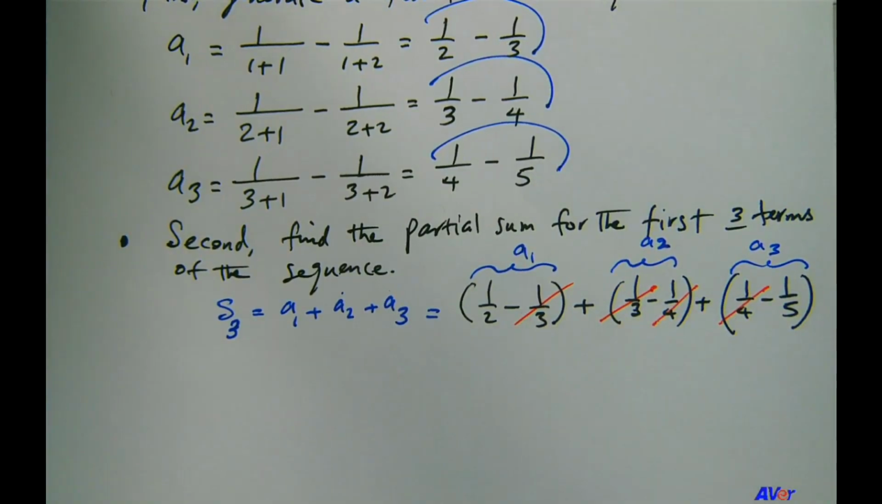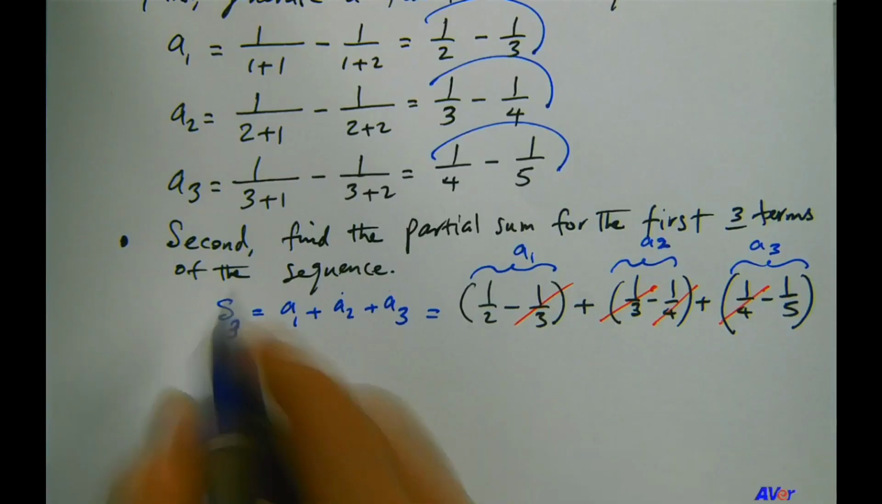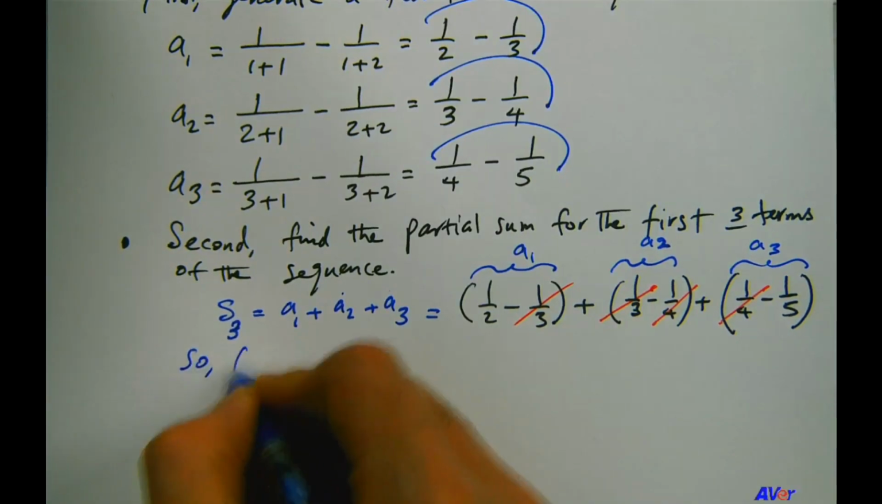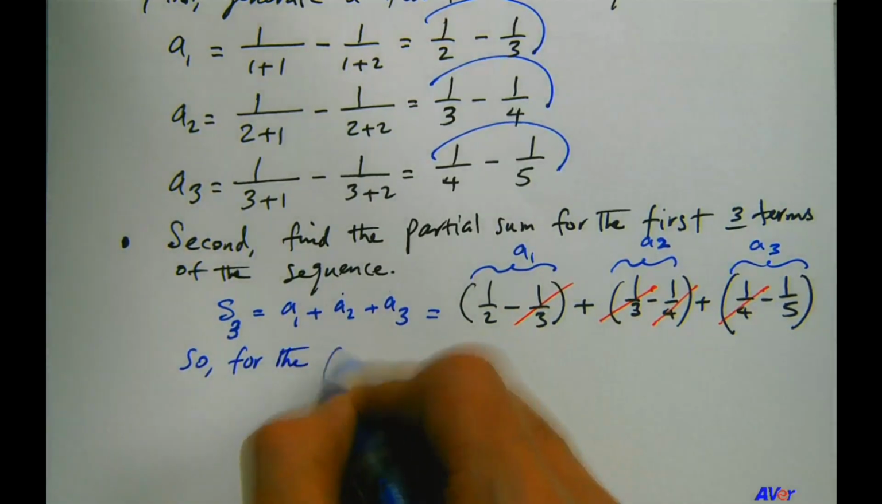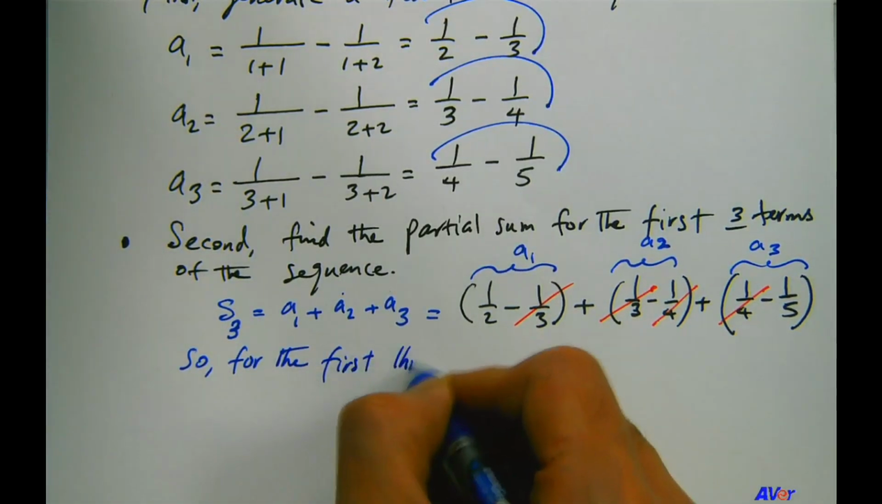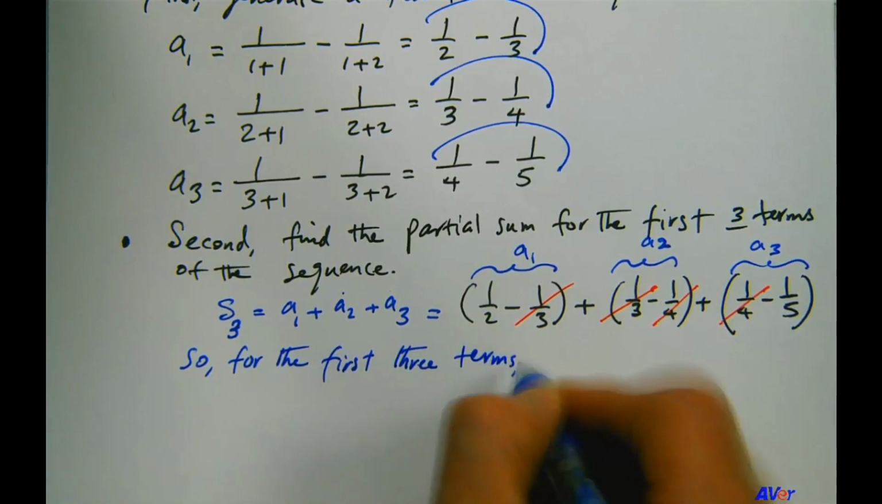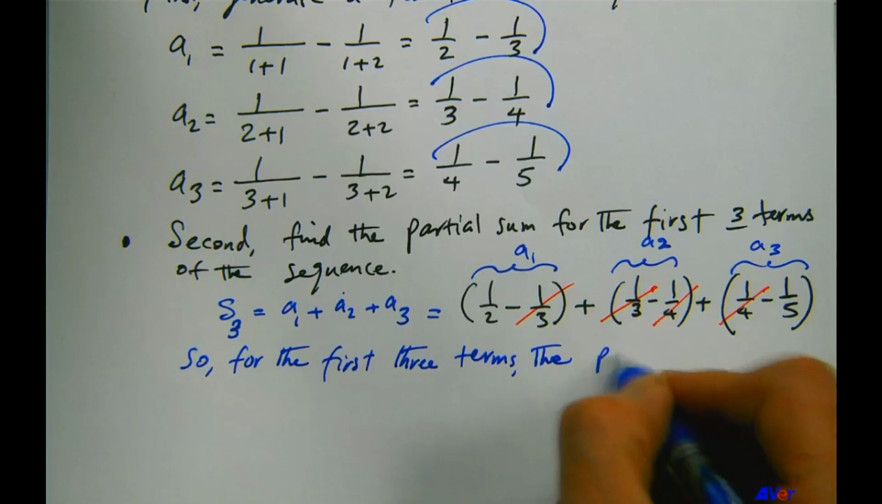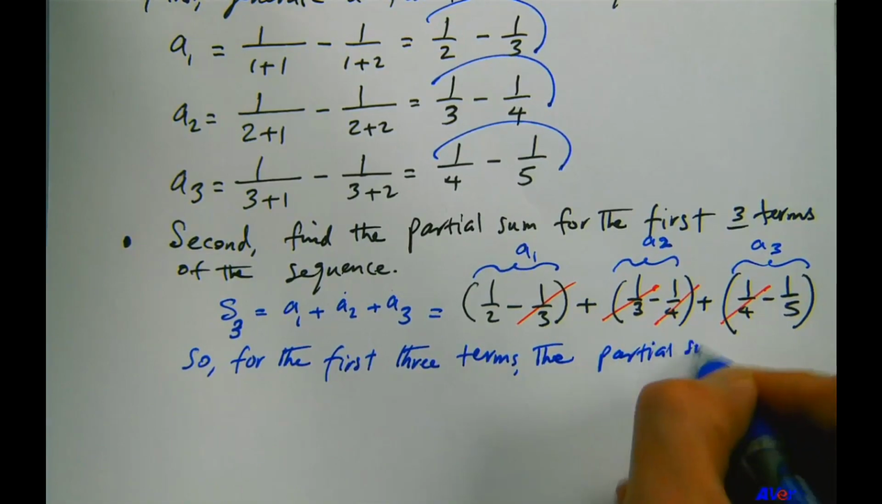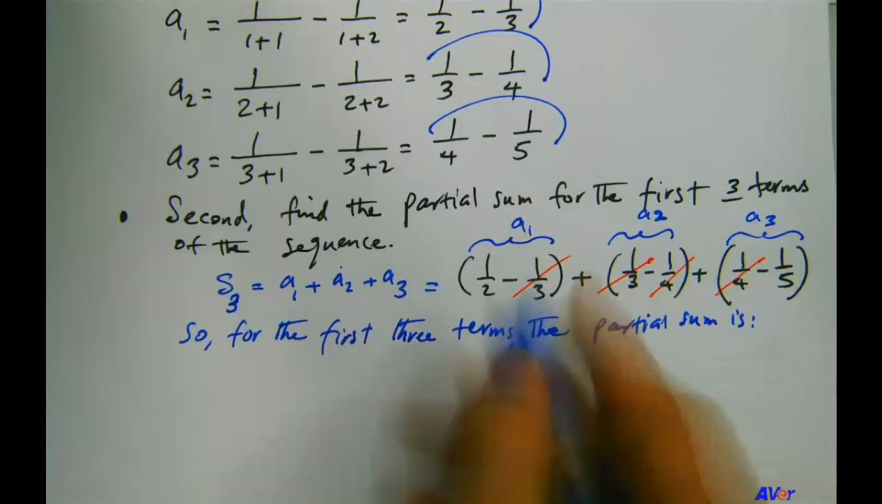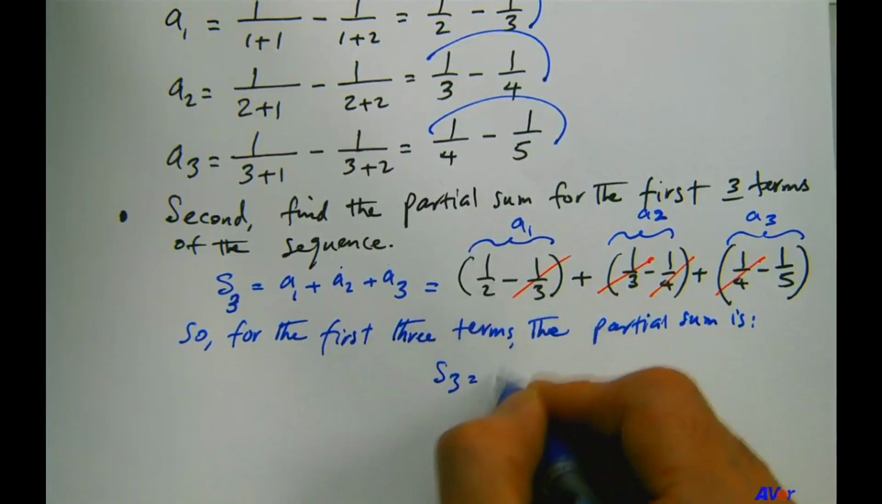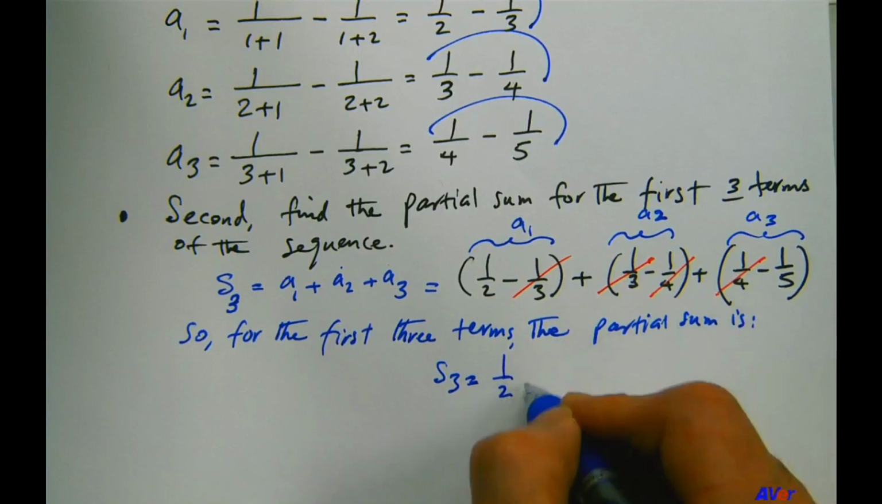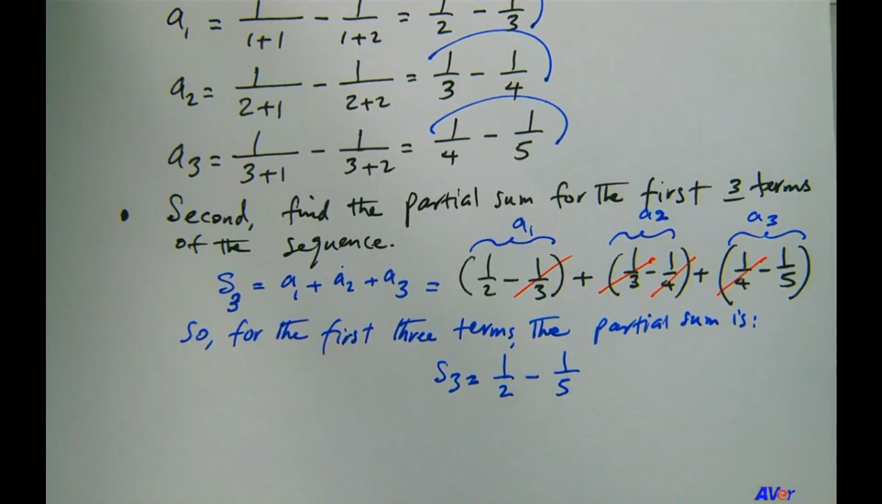So what do we end up with for the first three terms? So for the first three terms, the partial sum is equal to 1/2 minus 1/5, right? Right? So 1/2, the first term, notice what is happening.